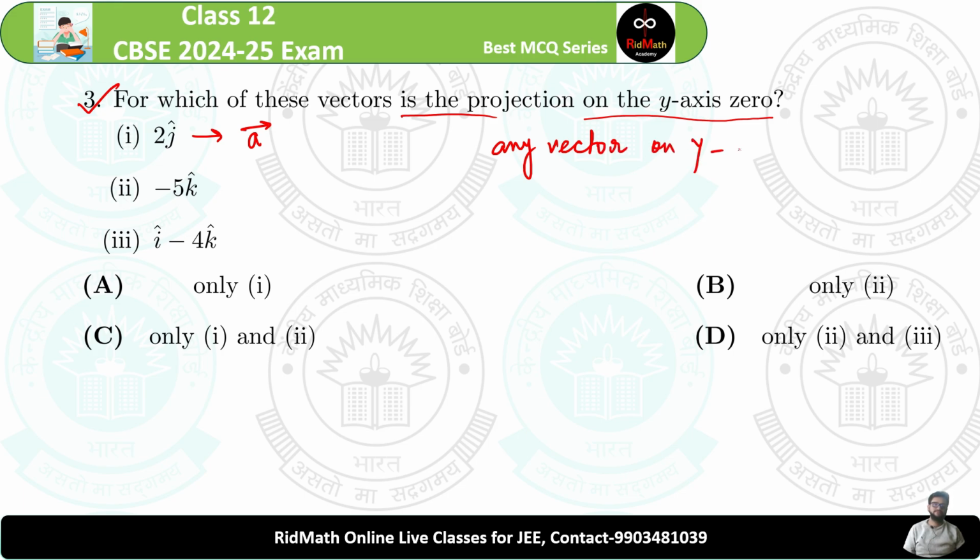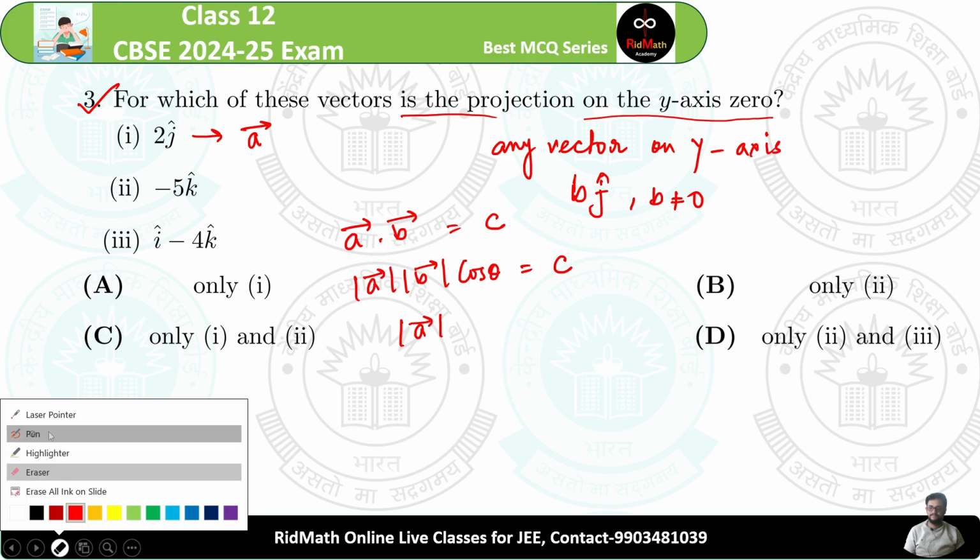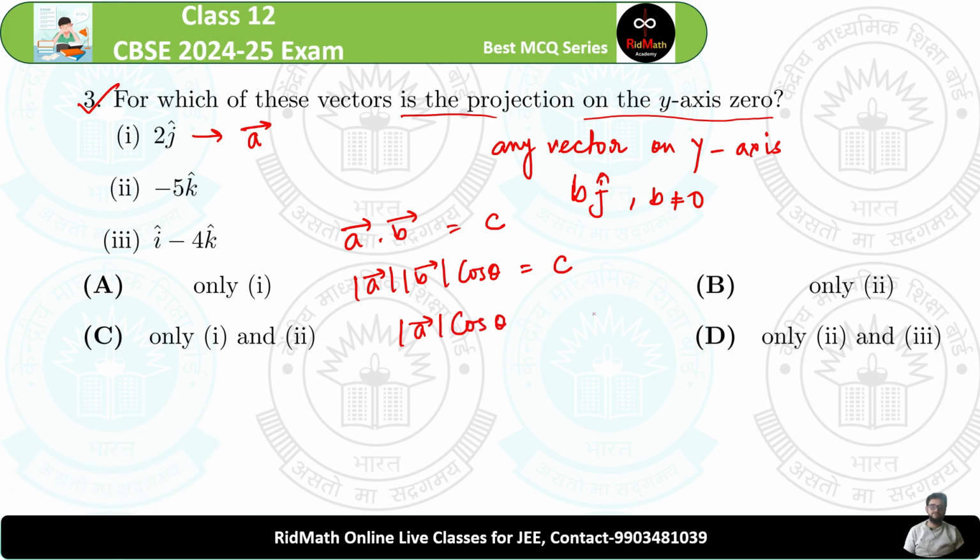Now any vector on y-axis looks like b j cap, where b is a non-zero scalar. Okay, first the dot product of a and b. This dot product is mod a vector, mod b vector and cos theta. Let us take this as c. This is a scalar quantity. Now mod a cos theta equal to c by mod b vector.